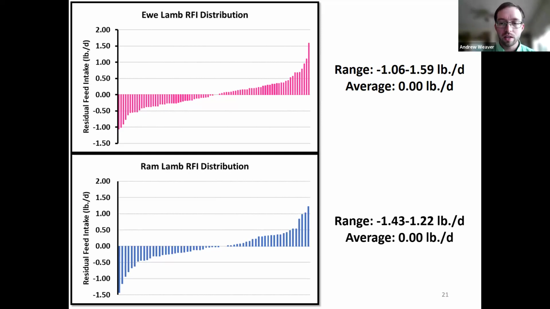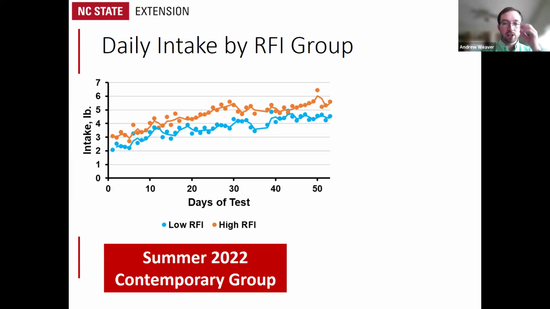Residual feed intake on the males ranges negative 1.4 up to 1.2. So again, it's a selectable range. There's opportunities to identify animals at the extremes and breed to those animals and observe and see if that is passed on to the next generation. So I just pulled out of one of those contemporary groups, our summer 22 contemporary group, a subset, and I identified the 10 lowest RFI lambs and the 10 highest RFI lambs. So the 2 extremes selected based on RFI, and then looked at actual intake over the entire test period.